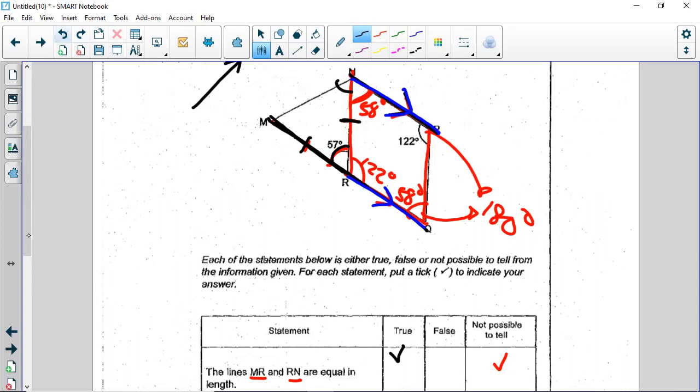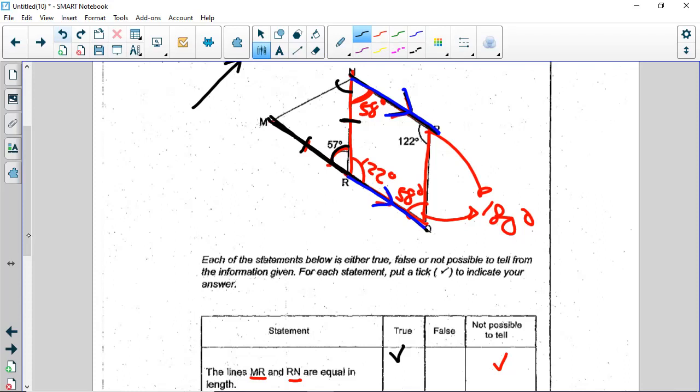So this question looks a little off. Why did the answer put true? Can anybody explain why your part A statement is true? MR and RN are equal. Why equal? We are not allowed to measure, right? Cannot measure. There's no construction here. So you have to prove it with the angles, with the properties.